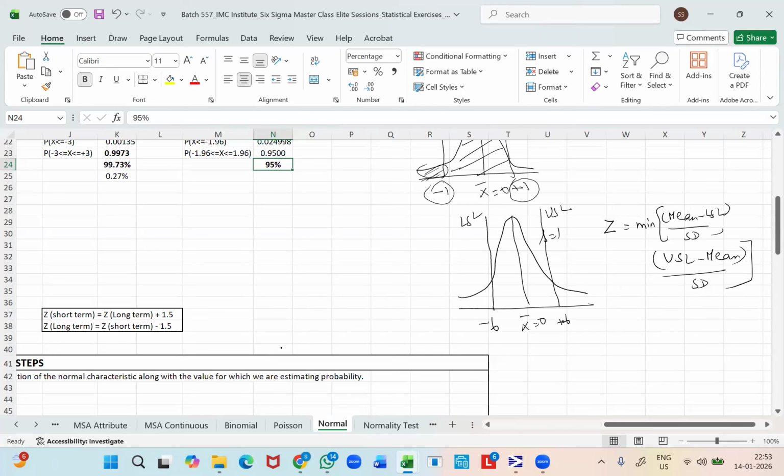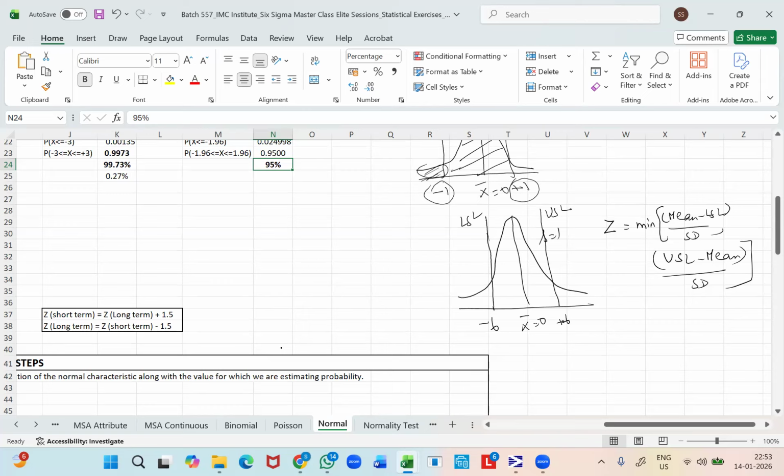But then if we find that the mean is aligning with the target, right? So when can we say that the mean is aligning with the target? First and foremost, we need to calculate the target, right? So we need to find out what is the target given the two specification limits, the LSL and USL values. So LSL is -6, USL is +6.